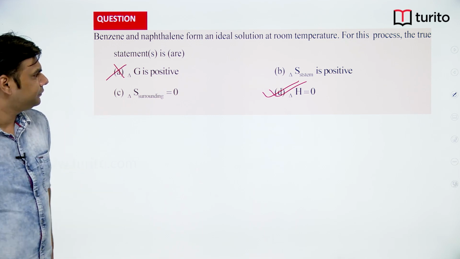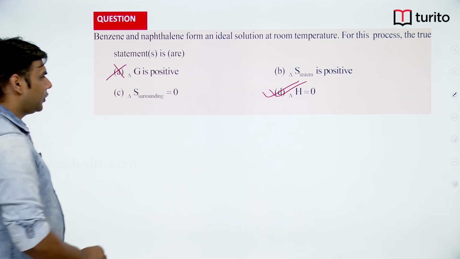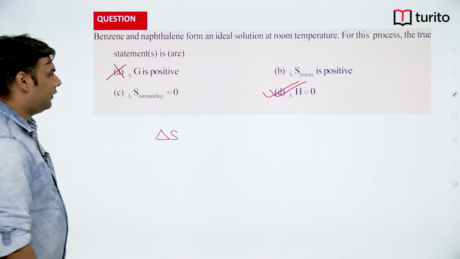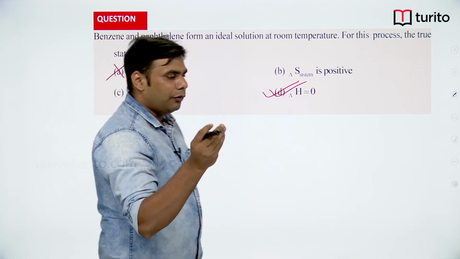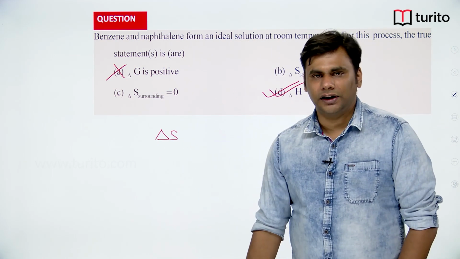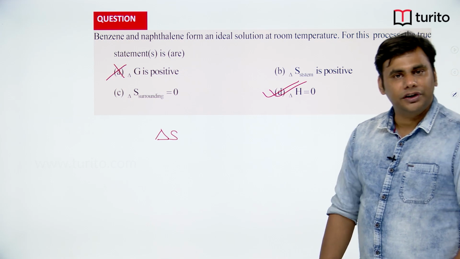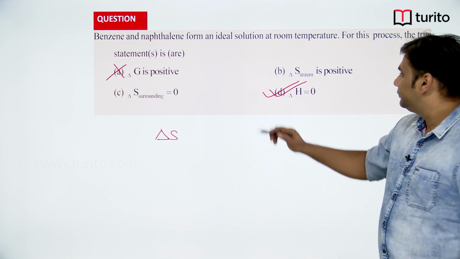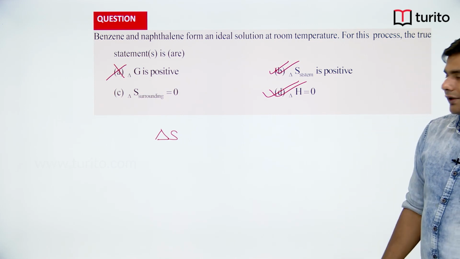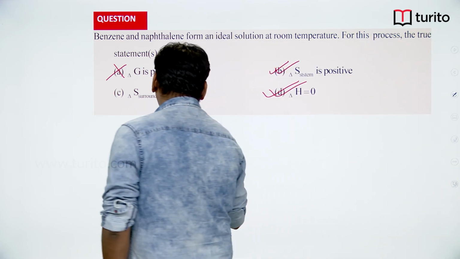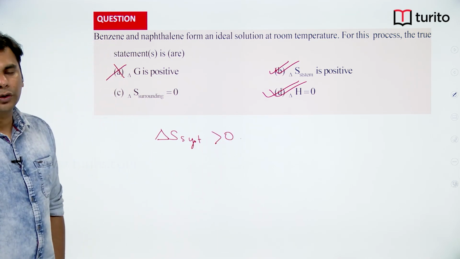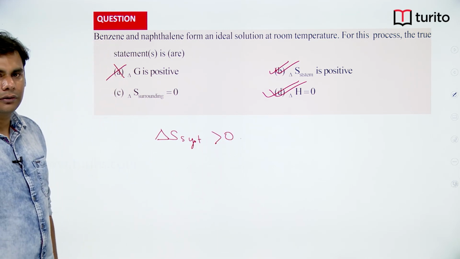So now let us understand the delta S concept. We know that whenever you are adding a component in a solvent, the number of components is increasing and also the volume is increasing, so the entropy of the system is also increasing. So we'll say that delta S system is greater than 0. Hope this is clear to you.